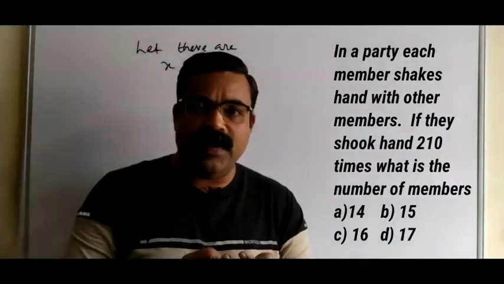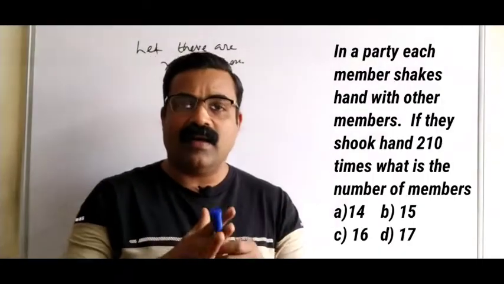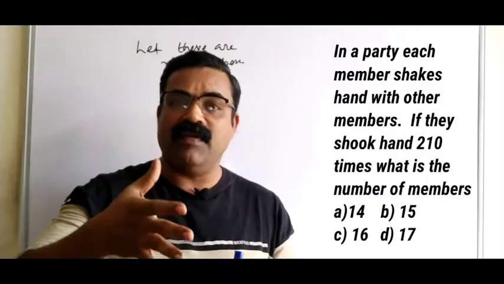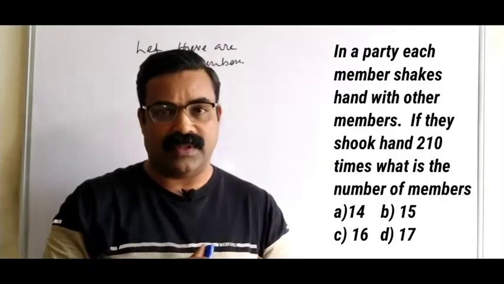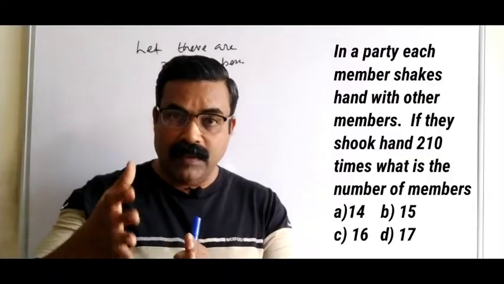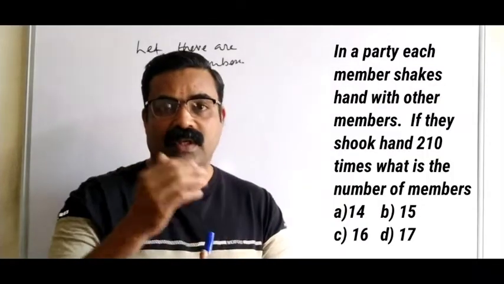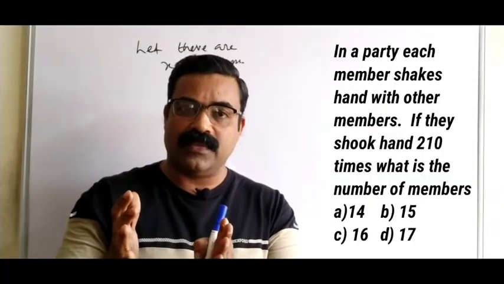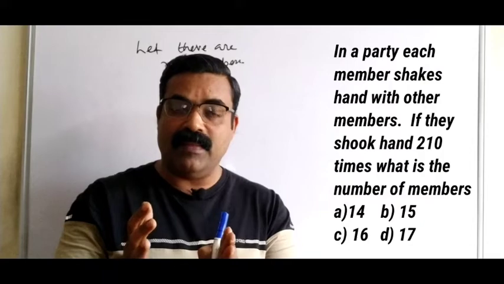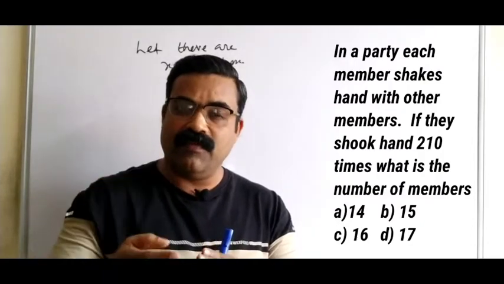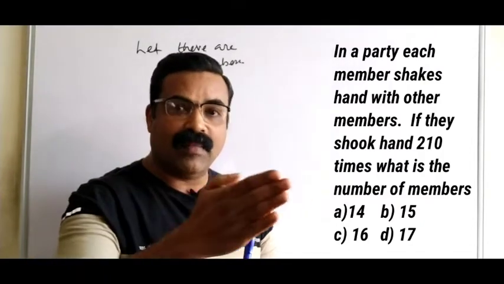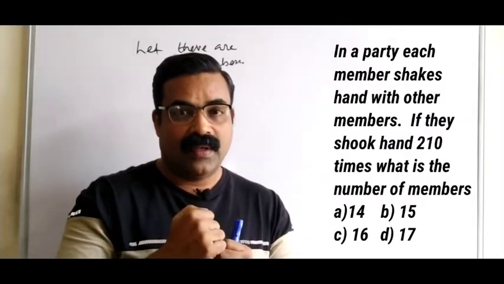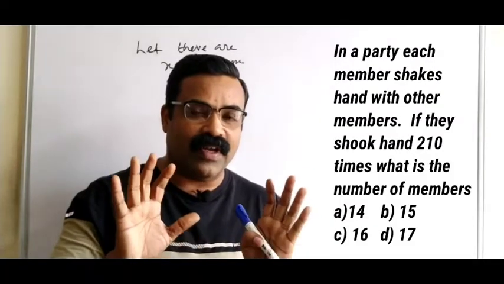Now let me ask you this way. In a party there are 10 members. One member will come and shake hands with all the other 9 members. So total 10, one person will shake hands with 9 members: 10 minus 1, 9 members. Suppose there are 20 members in the party and one person will shake hands with the remaining 19 members. So 20 minus 1, 19. Understand it very clearly. Very simple.